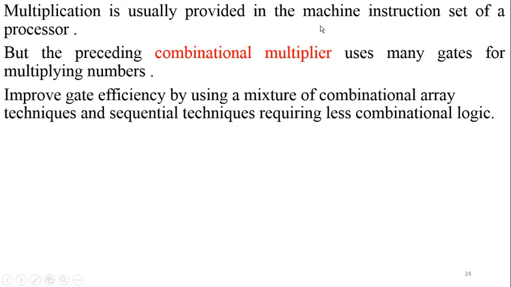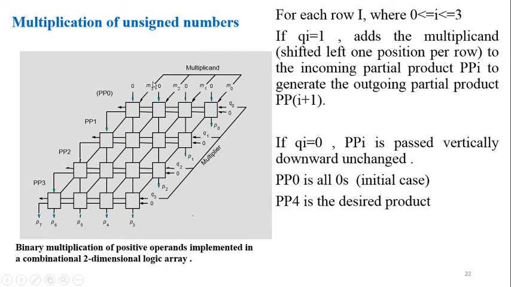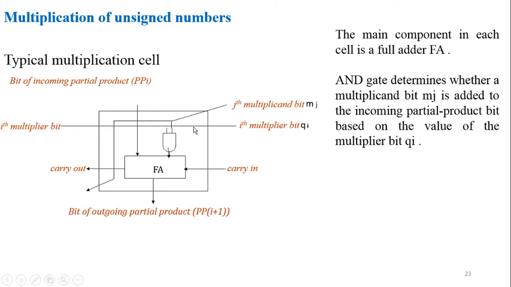Multiplication is usually provided in the machine instruction set of a processor. Multiplication is directly implemented in the processor itself. But the previous combinational multiplier uses many gates for multiplying numbers. Look at this diagram once more. Here we want to multiply a 4-bit multiplicand with a 4-bit multiplier. In order to perform such multiplication, we need 4 into 4, 16 different cells. And each cell consists of an AND gate and a full adder circuit.